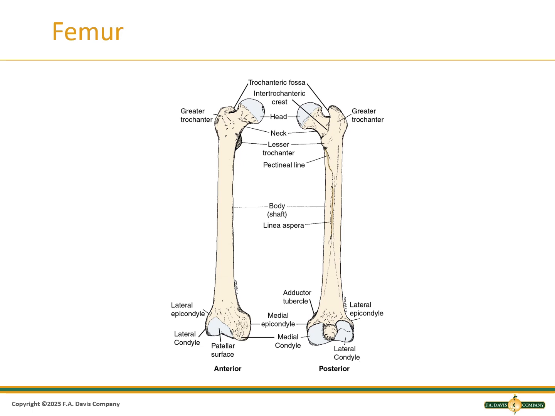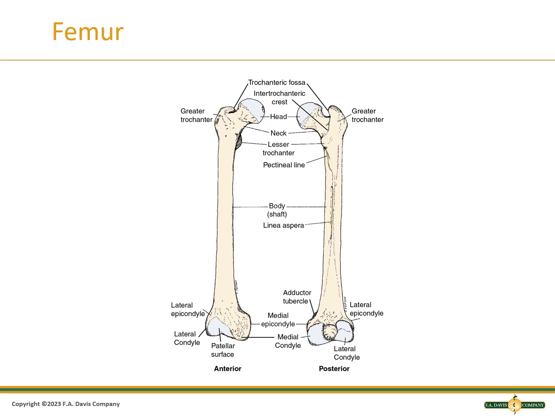Our lesser trochanter is going to be another important bony prominence for its muscle attachment purposes for iliopsoas. Our linea aspera is going to serve as an attachment point for our adductor muscles and the short head of our biceps femoris, so one of our hamstrings muscles. And it is also one of the bony landmarks that helps us identify the adductor hiatus, which we'll talk about in a little bit.